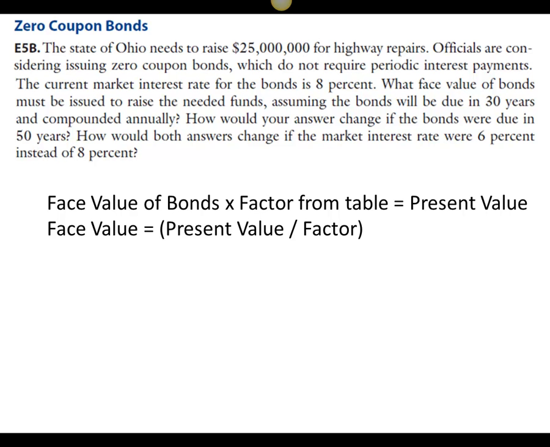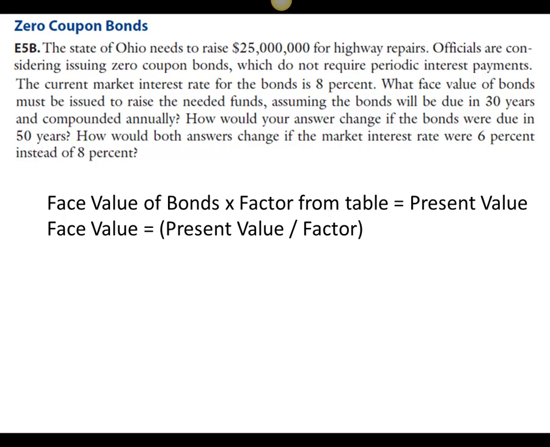So the first thing we have to take into consideration is how zero coupon bonds work. These are also called discount bonds, and these are issued, but there's no periodic interest payments semi-annually or anything like that. But at the end of the time frame, whether it be 30 years or 50 years, those have to be paid back to the investors. So we want to figure out how much needs to be issued to allow the company to raise the funds and also be able to pay everybody back in the end.